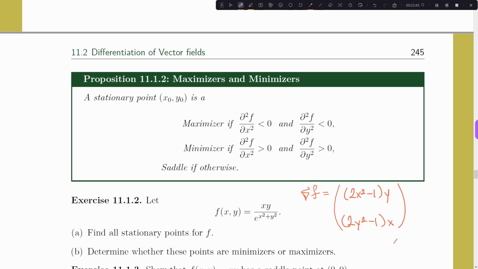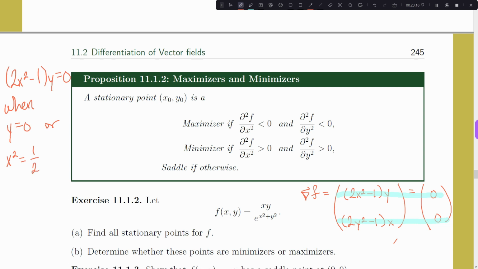And from this, it's pretty easy to find our stationary points because we set this equal to 0, 0, and we're going to solve each equation individually. So 2x squared minus 1, times y, equals 0. When does this equal 0? Definitely when y is equal to 0, or when x squared equals 1/2, which is the same as x equals 1 over root 2.